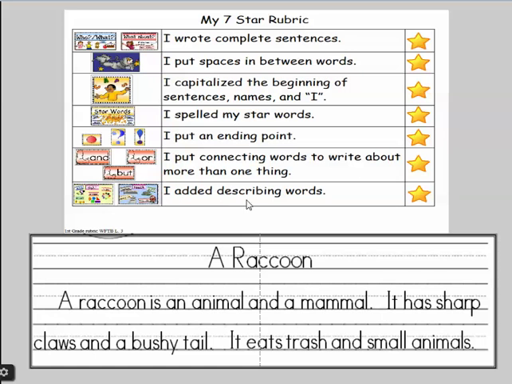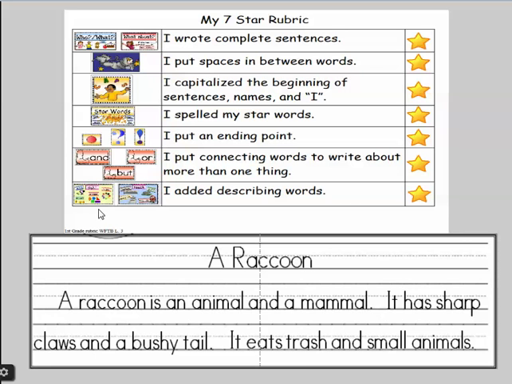I added describing words. Let's see. A raccoon is an animal and a mammal. It has sharp. Yes, sharp is a describing word. It describes claws and a bushy tail. Bushy also describes the tail. It eats trash and small animals. Small is also a describing word. It describes the animals the raccoon eats.